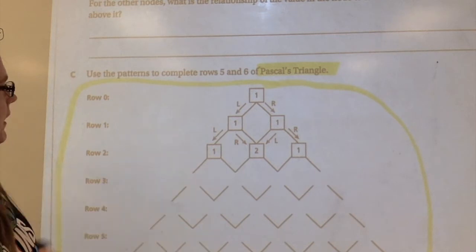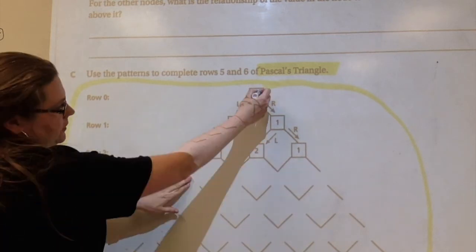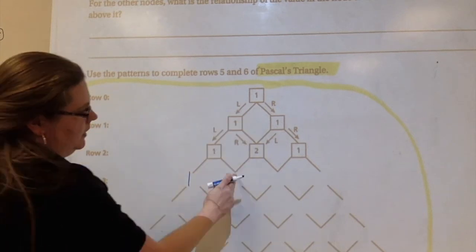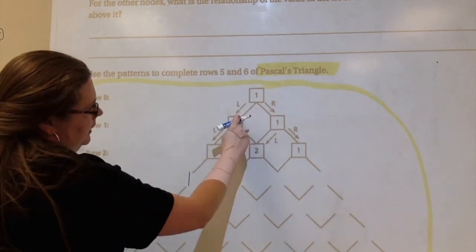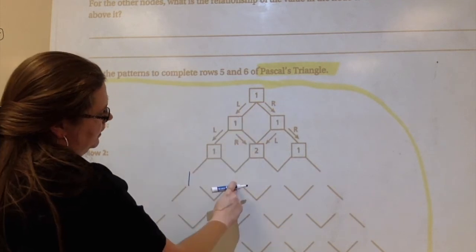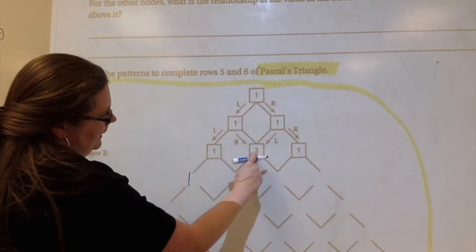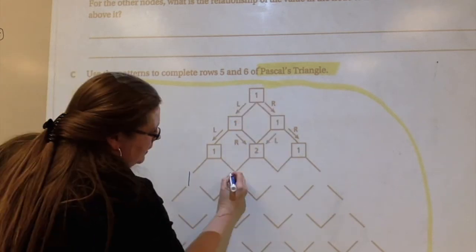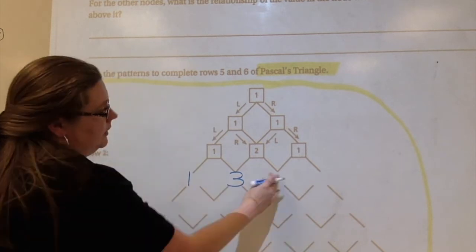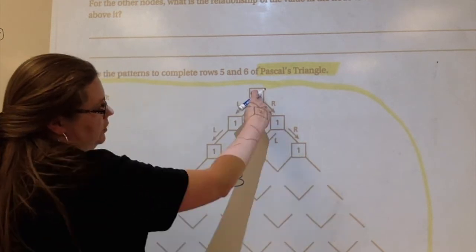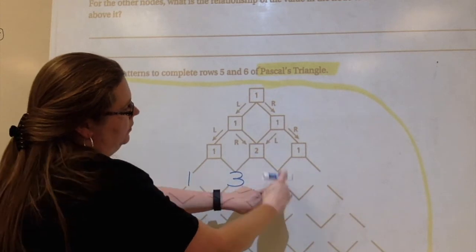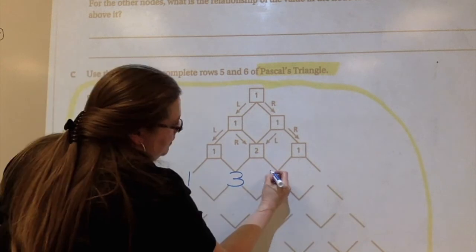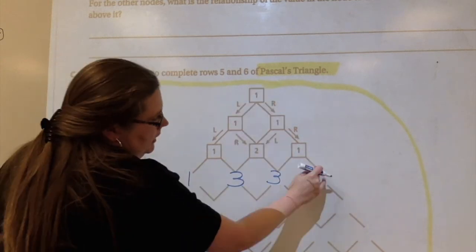So for this node here, there is only one way to get there, which would be left, left, left. To get to this node, you could go left, left, right, or left, right, left, or right, left, left. So there's three ways to get to this place. Similarly here, you could go left, right, right, or right, left, right, or right, right, left. Three ways. There's only one way to get here, though. Right, right, right.